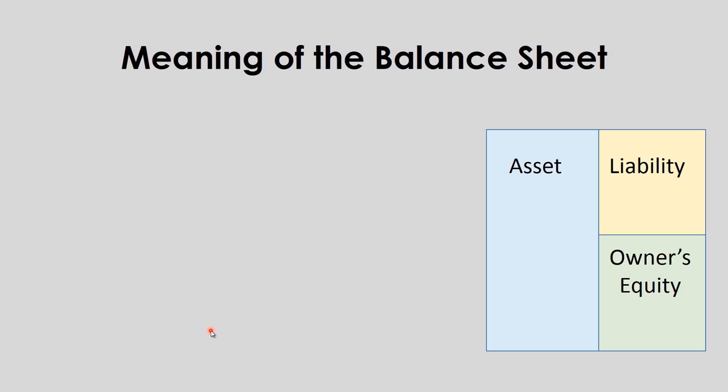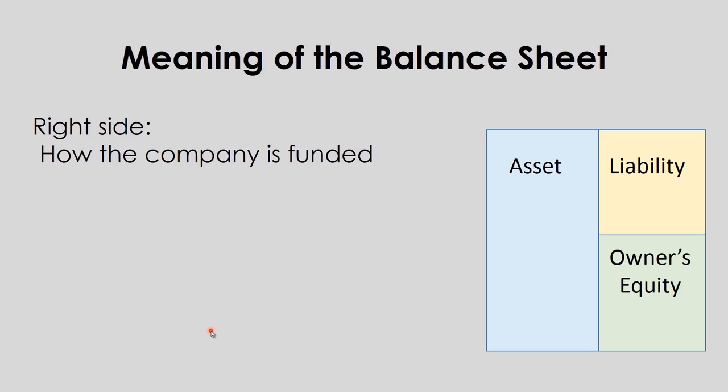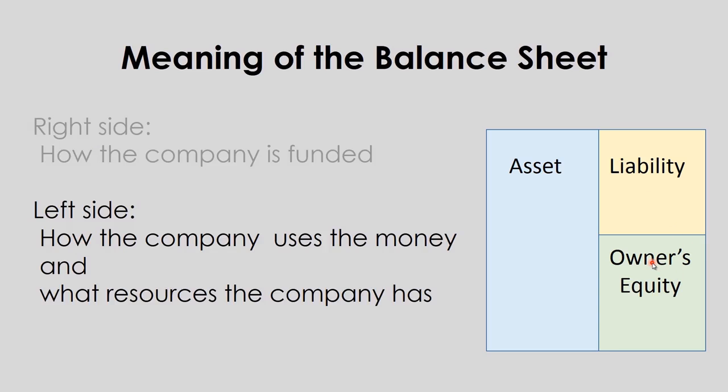Let's talk about the meaning of a balance sheet. On the right side, the balance sheet shows how the company is funded. Loan is a part of liability, and investment money and retained earning belong to owner's equity. The left side shows how the company uses the money to have various forms of assets, which are resources the company has for its business. The company uses money to buy raw materials and production equipment for the production of its products, for example.